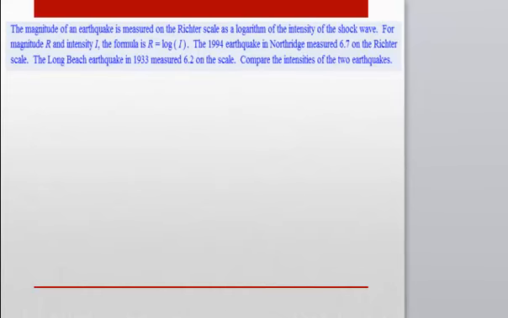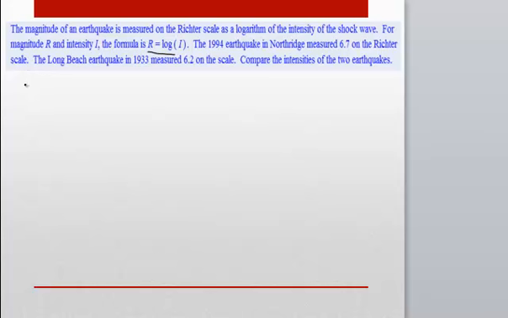The magnitude of an earthquake is measured on the Richter scale as a logarithm of intensity of the shock wave. For magnitude r and intensity I, the formula is r equals log of I. The 1994 earthquake in Northridge measured 6.7 on the Richter scale. The Long Beach earthquake in 1993 measured 6.2 on the Richter scale. Compare the intensities of the two earthquakes.